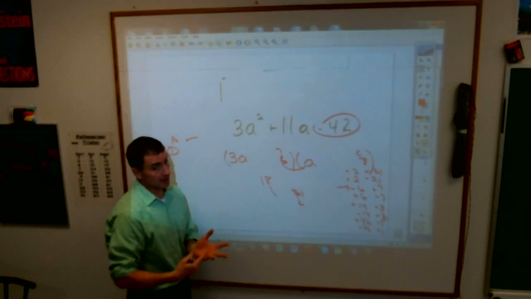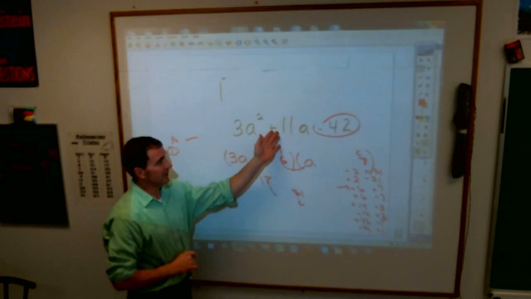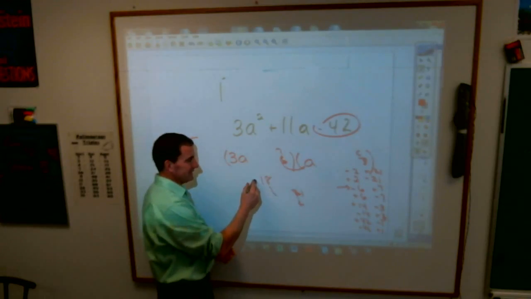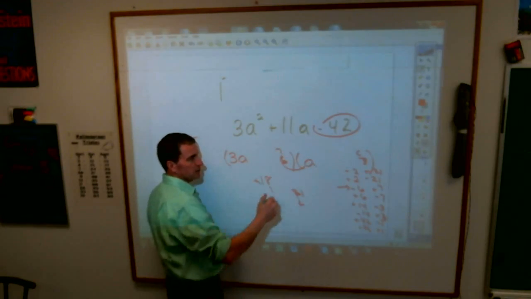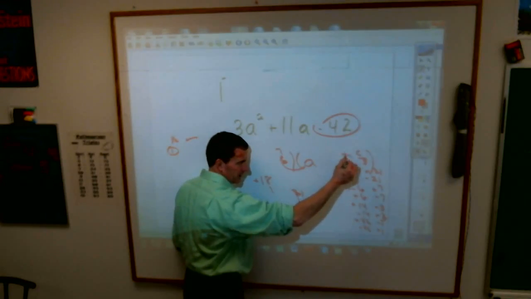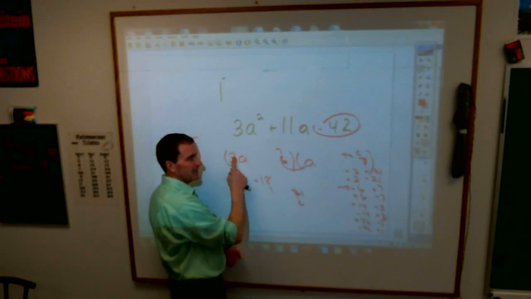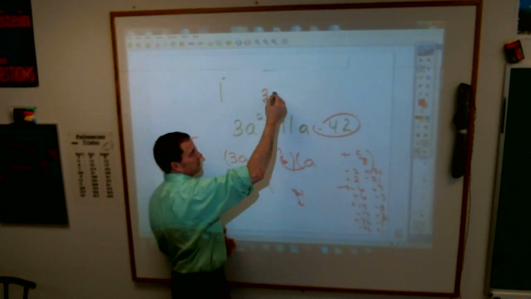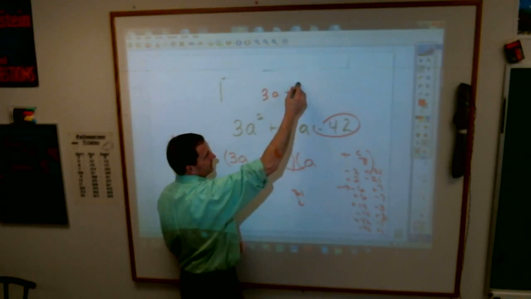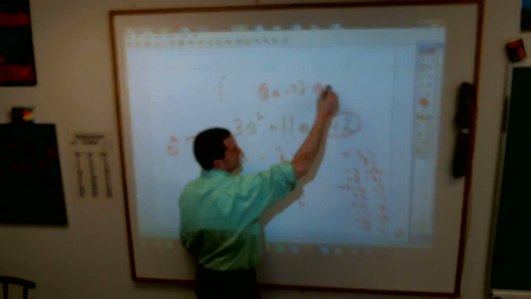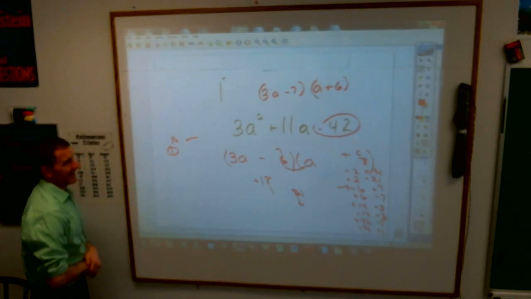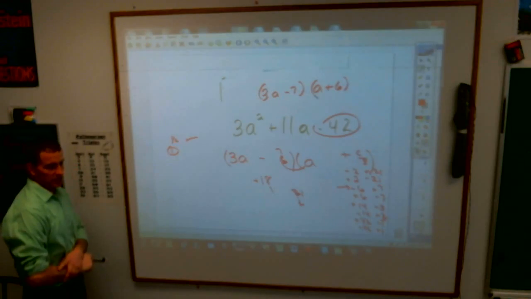You just got to figure out which one's negative, which one's positive. My 11 needs to be positive. So my 18 needs to be positive. So my 6 needs to be positive, because it was the 6 times the 3 that got you that, and my 7 needs to be negative. So the answer is 3a minus 7 times a plus 6. Voila. Just that easy, kids.